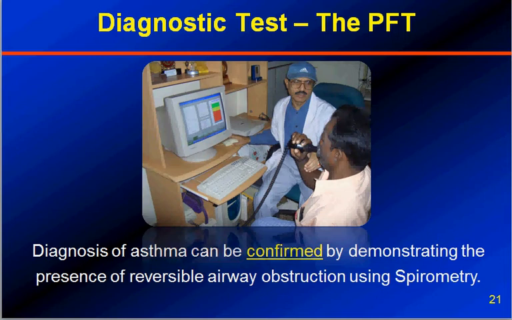Of course, the confirmatory or diagnostic test is the pulmonary function test. Diagnosis of asthma can be confirmed by demonstrating the presence of reversible airway obstruction using spirometry. What the picture will be like in spirometry, we will see in the subsequent slides.